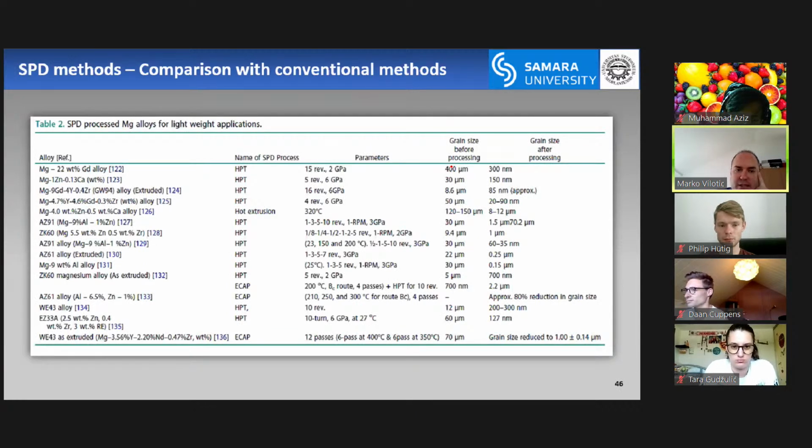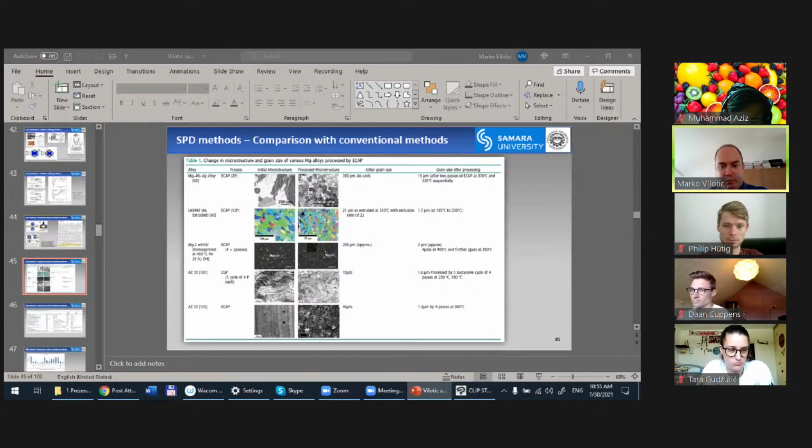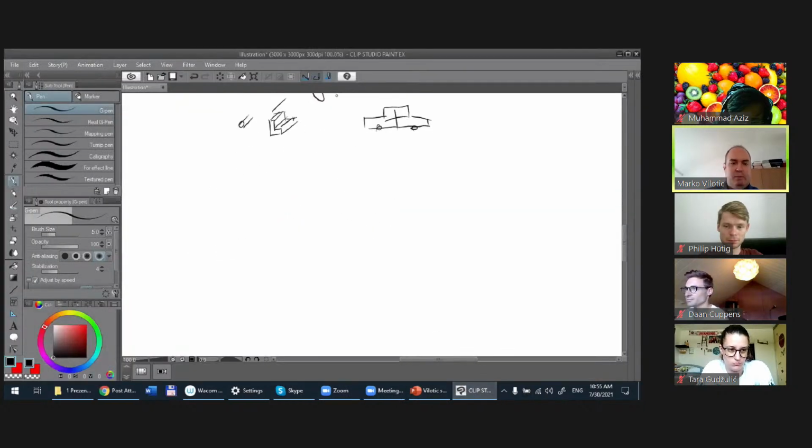Again, same for this table. In this case, you can get good grain refinement: 400 micrometers, 300 nanometers, and under here. Let me just show you why we are so obsessed with the grain size.